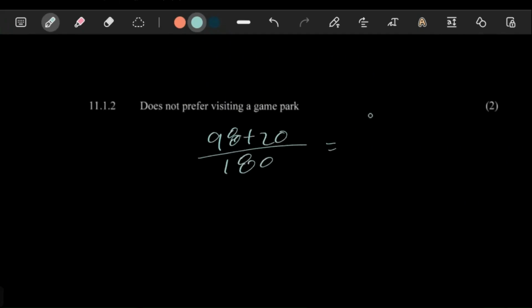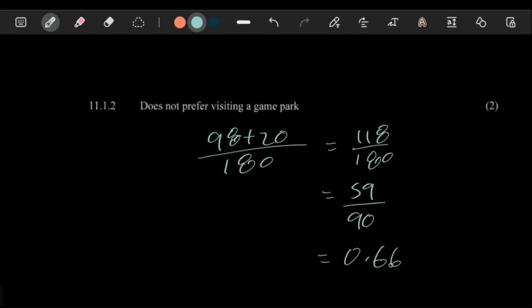Out of 180, it's going to be 118 over 180. This can definitely be put in simple form, 59 over 90. You can leave it as a fraction. But with most memos, they always give you decimal places. This is 0.66 if you round it off. These questions don't seem crazy.